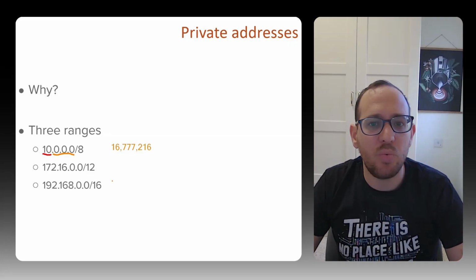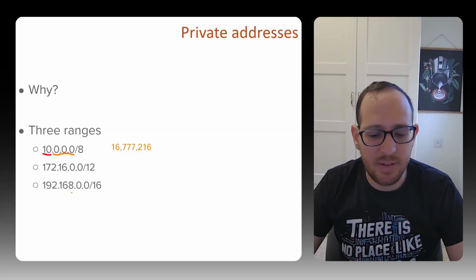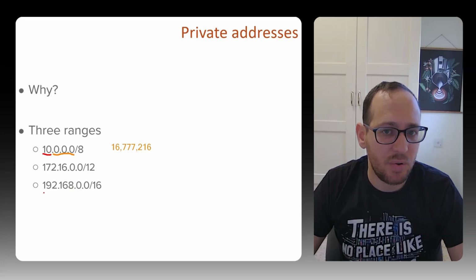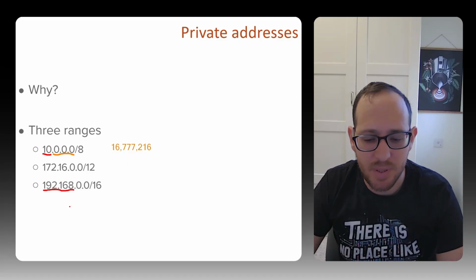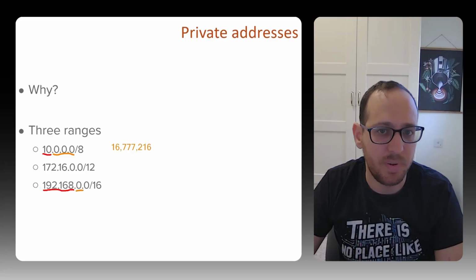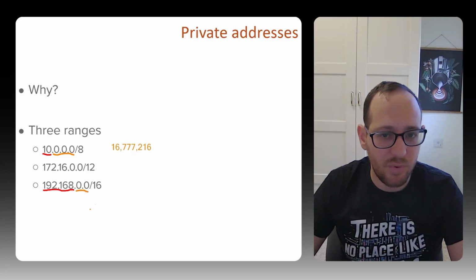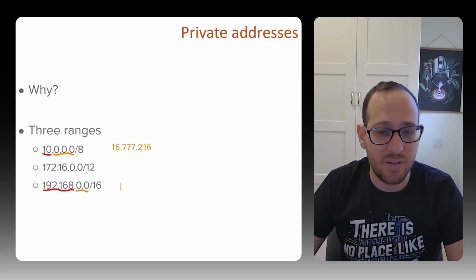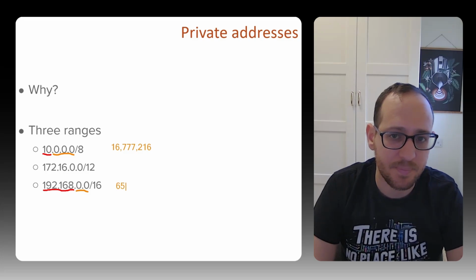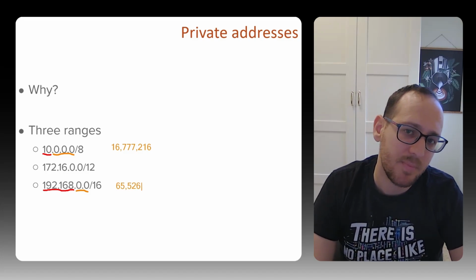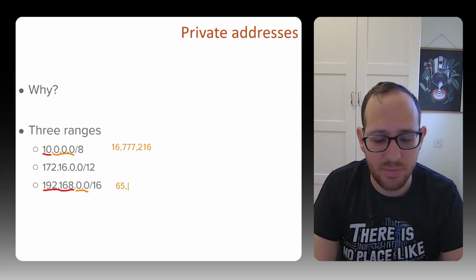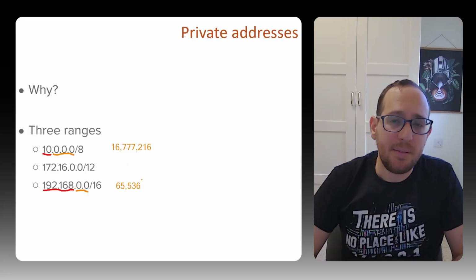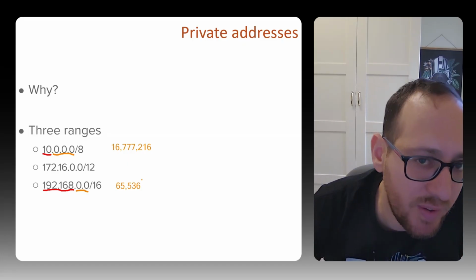If we talk about 192.168/16, so here we have 2 bytes, 16 bits that are reserved for the network ID, and we have 2 bytes, 16 bits for the host ID, 2 to the 16th power, so we have 65,536. And last but not least, we have the 172.16/12.